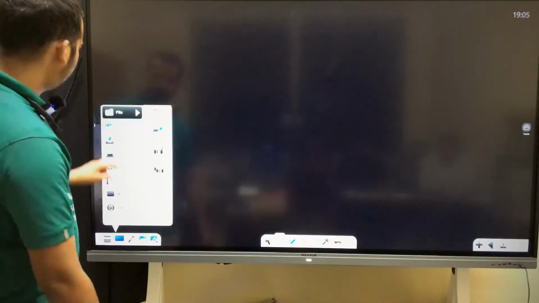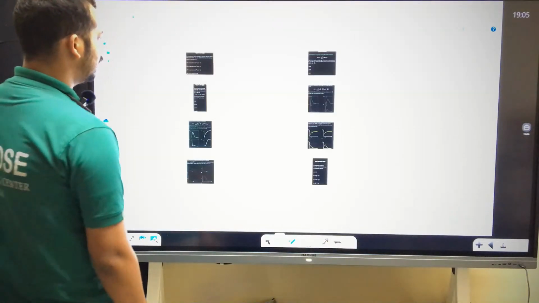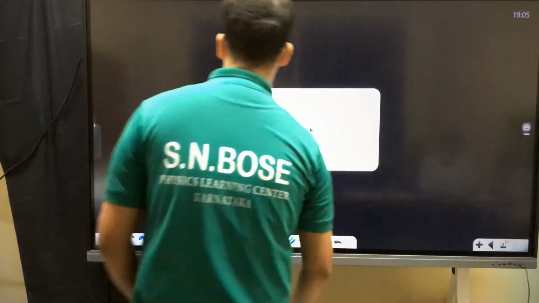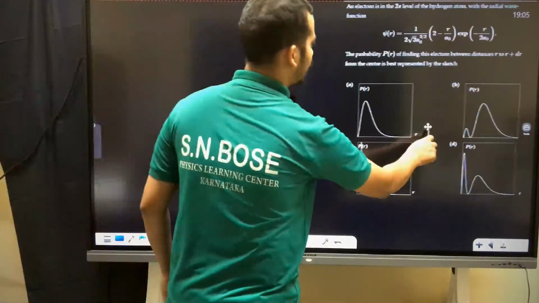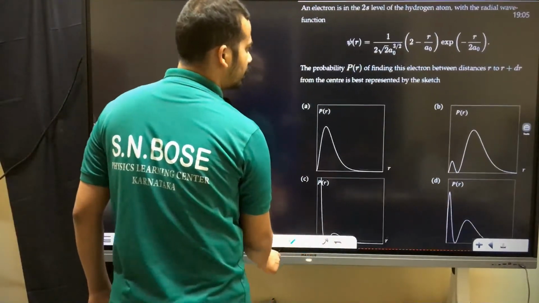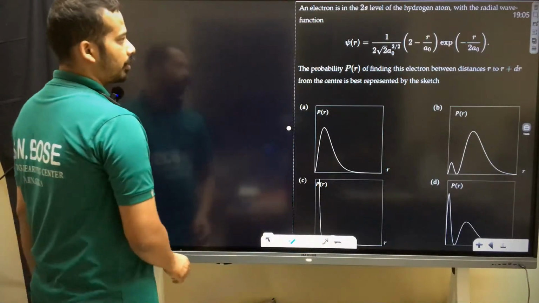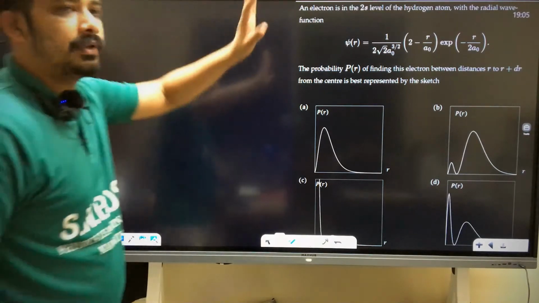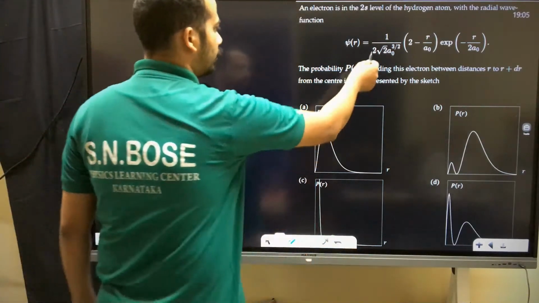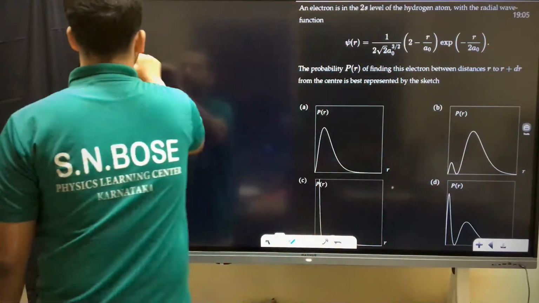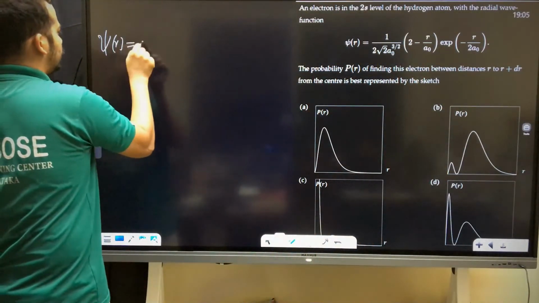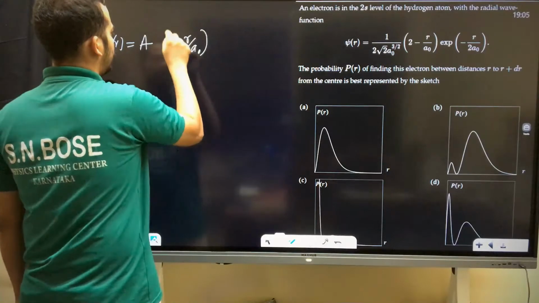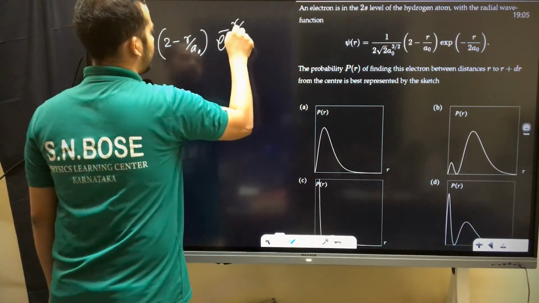Now let me pick up another type of question, the radial probability related question. There are many such questions. Especially in TAFR, as I think I told you during the class, they are asking radial probability related questions. An electron in the 2s level, and the wave function is given: psi of r equals 1 by root of something, the normalization constant a, times 2 minus r by a naught, times e power minus r by 2a naught.